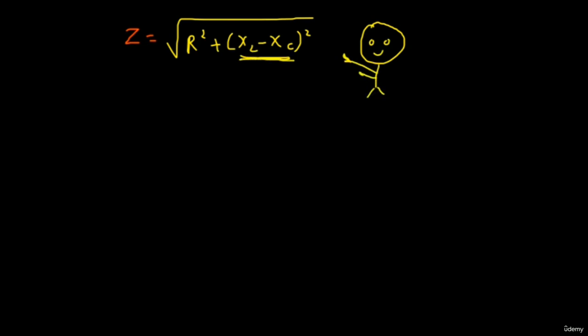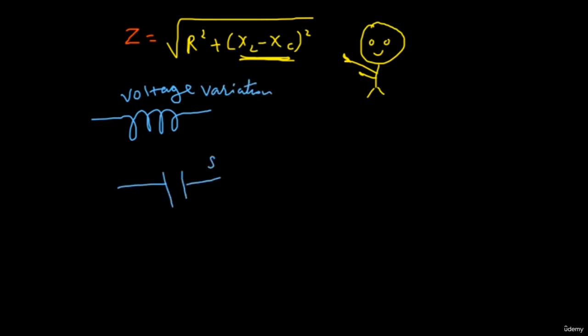Okay, I understood. What does an inductor do? Well, just tell me what an inductor does. It increases and decreases the voltage, meaning voltage variation. Right? Okay, what does a capacitor do? It stores charge in the form of energy, in the form of voltage. So ultimately it stores voltage.